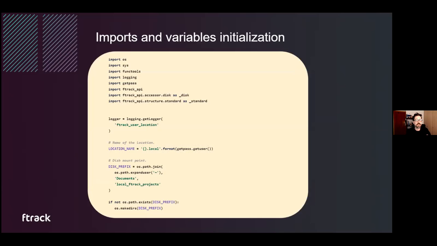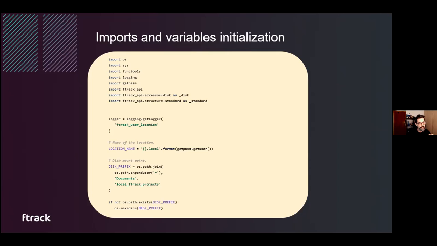So let's kick off. At the top, we're gonna have our common imports: import os, sys, functools, logging, getpass, and ftrack_api. From the ftrack API, we're gonna get our disk accessor and our standard structure. Code less, code better. Focus on the feature that you want. We're gonna create a logger. We're gonna create a variable for the location name. Now, keep this in mind because it will come in handy later on.